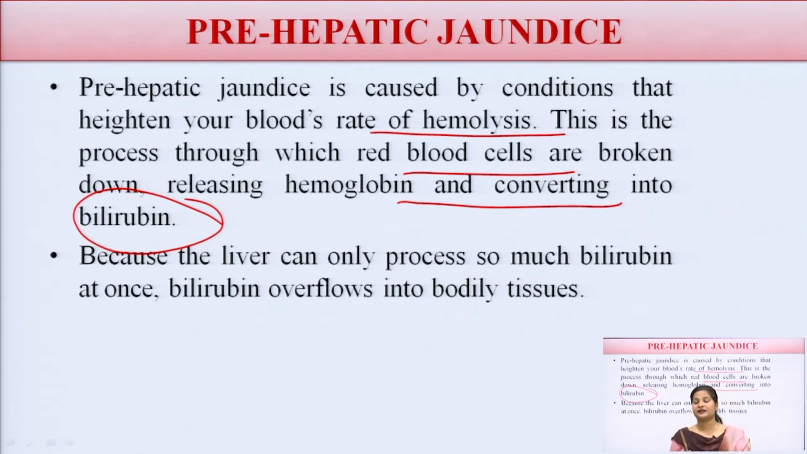As the rate of hemolysis increases, the process of converting hemoglobin into bilirubin is also high. This is before the liver. It is a condition in prehepatic jaundice. Because the liver can only process so much bilirubin, at once the bilirubin overflows into the body tissues, meaning whenever the RBCs are broken down rapidly, those just go to the liver.